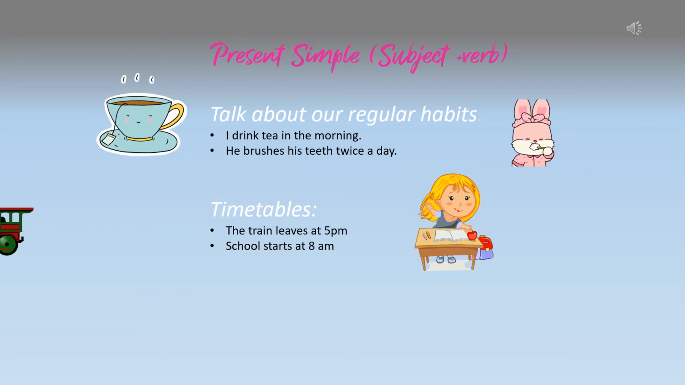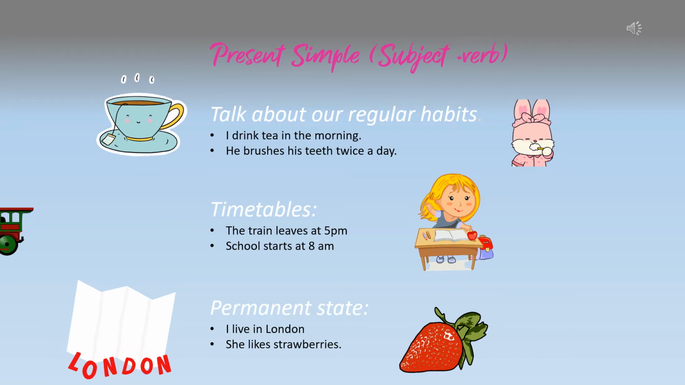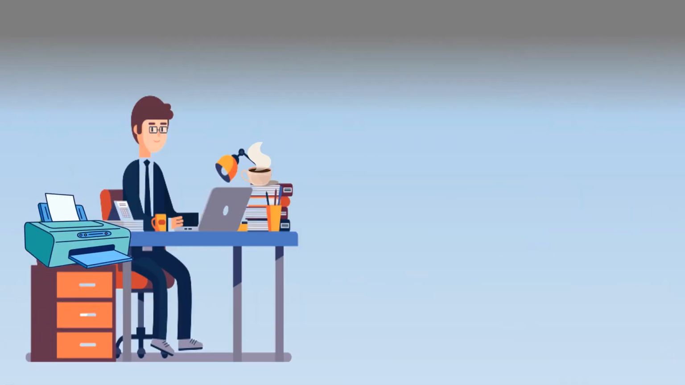You can also use it to talk about our permanent states. And permanent states could be where do you live, what do you like, what do you love, and so on. So these are long-term events. Now, we are going to practice this a bit more.